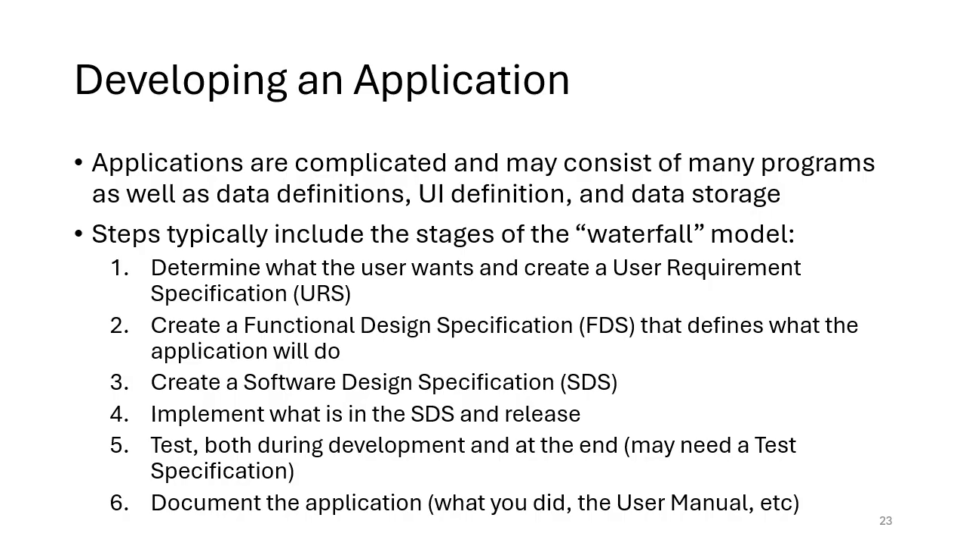And then we'll test. Ideally, we're testing during development, so that's during phase 4, and also at the end. So you may need an additional document here, which is a test specification or test specifications. And then finally, you need to document the application, what you did in terms of the software design specification, how it was developed initially and how it was actually developed in the end. And then also there might be a manual for the user and so on.